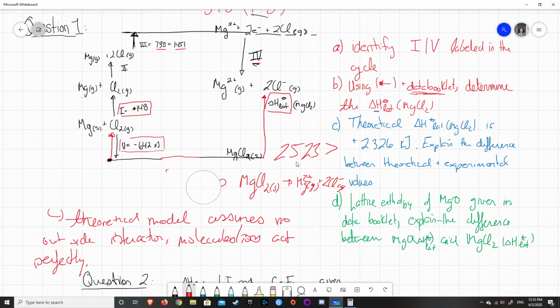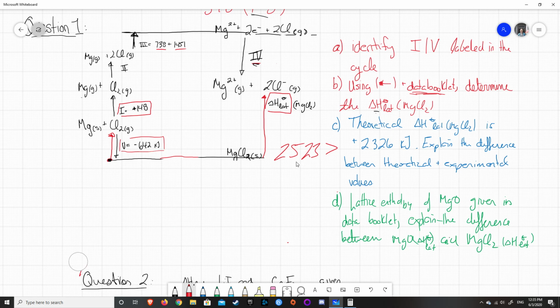And let's look at the last question. Let me erase this. Last question, D. I don't think we're going to make it through numbers 1 through 5 in this video. I like to keep them short, so just come back for the next ones. The lattice enthalpy of MgO is given in the data booklet. Explain the difference between MgO and MgCl2.